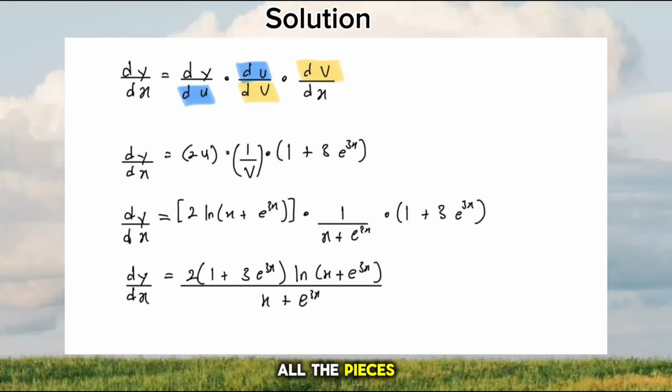Next, we link all the pieces together using the 3-layer chain rule formula, which is dy over dx equals dy over du times du over dv times dv over dx. Then we substitute our derivatives into the formula, and it becomes dy over dx equals 2u times 1 over v times (1 plus 3e^(3x)). After we substitute our derivatives, we replace the variables u and v with their original expressions to get our final answer.